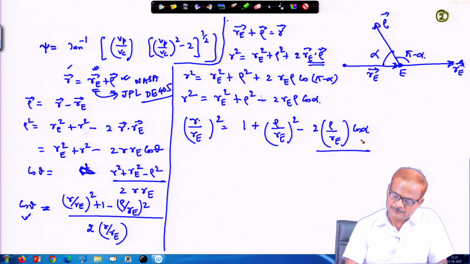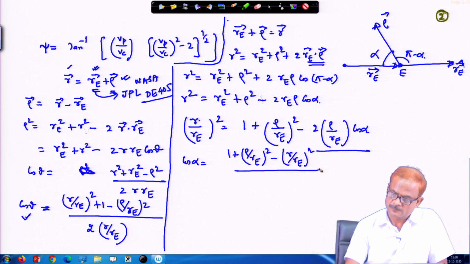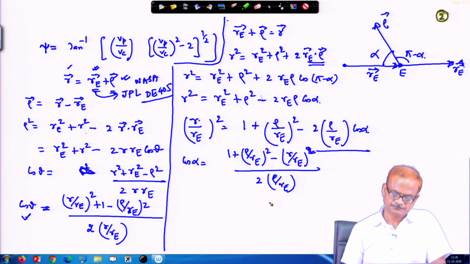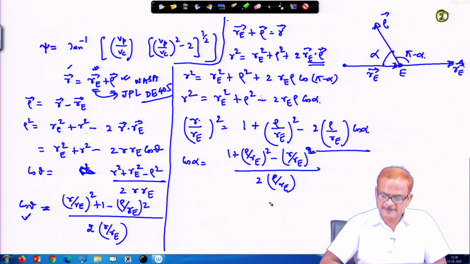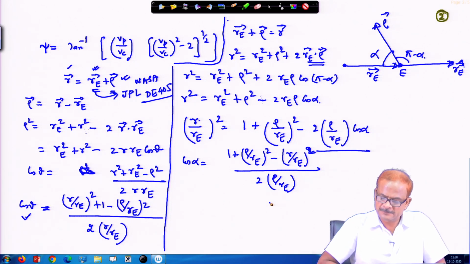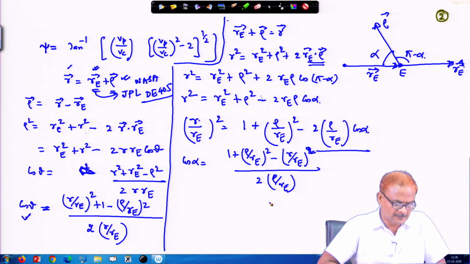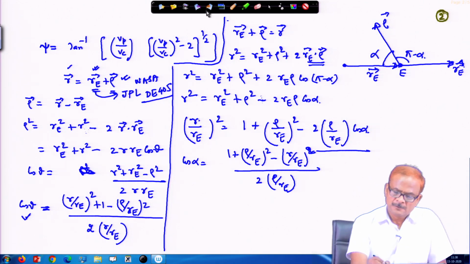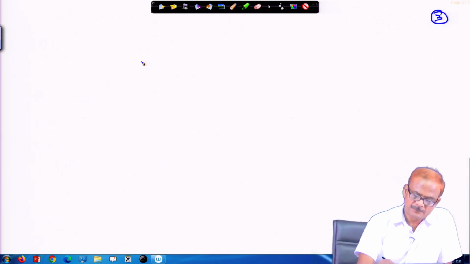So, therefore, from this place we can get the angle cos alpha, which will be equal to 1 plus rho by Re square minus, whole square divided by 2 rho by Re. So, cos theta is known, alpha is known. Because the rho and Re, all these things are known, and therefore, these angles become known. Then we go to the vehicle.